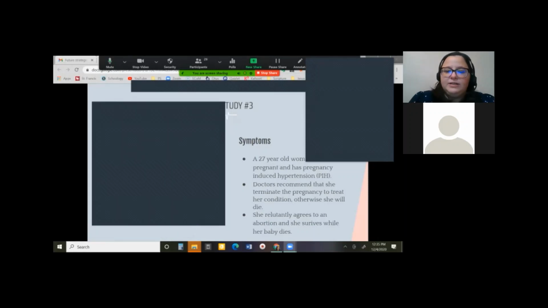And she has pregnancy-induced hypertension. Doctors recommend that she terminate the pregnancy to treat her condition. Otherwise, she will die. She reluctantly agrees to an abortion, and she survives while the baby dies. So what do you guys think? Anybody have any thoughts on this situation? This is a tricky one. And it's considered to be a very controversial case. Anybody?